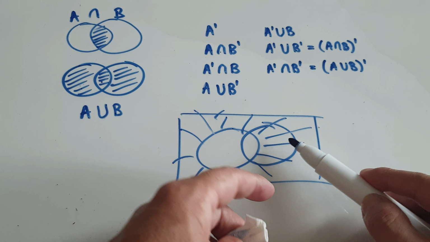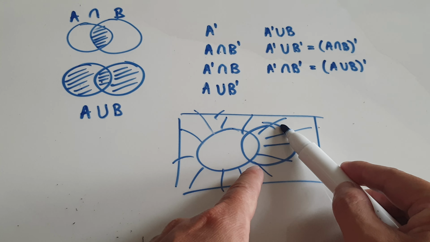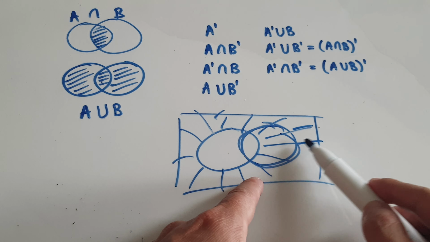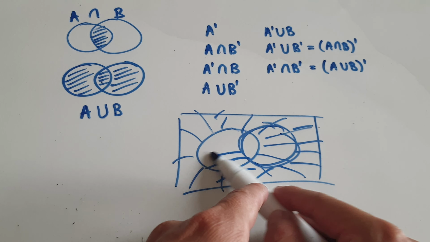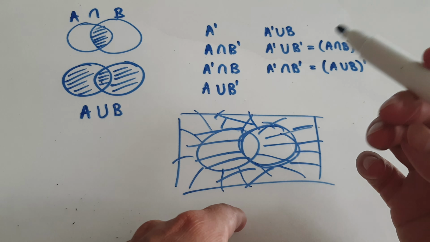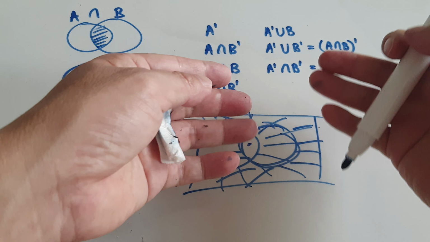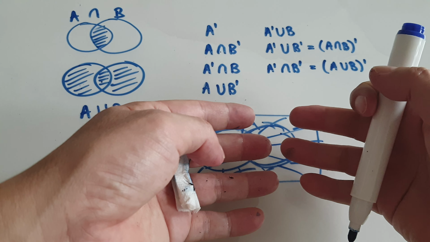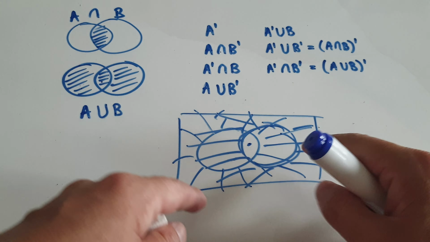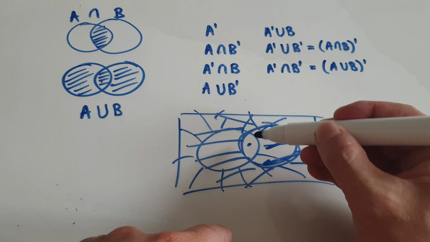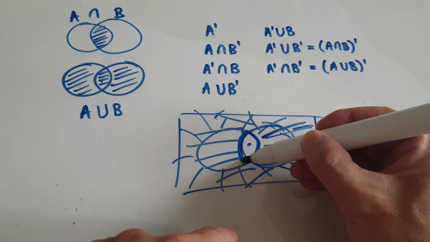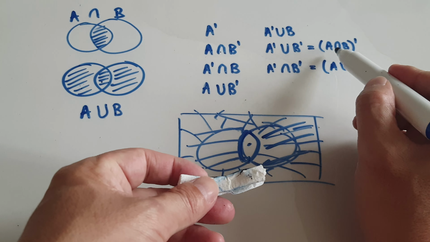Now let's look at outside of B. So this is B here. Outside of B is everything on the outside of B. So really, this is the only bad region here, because we want everything outside of A and everything outside of B. So it's everything except for this middle bit here. Okay, and that turns out to be the same as this.